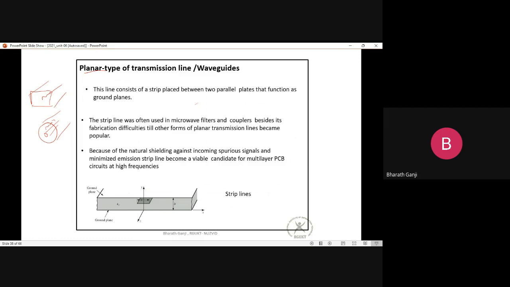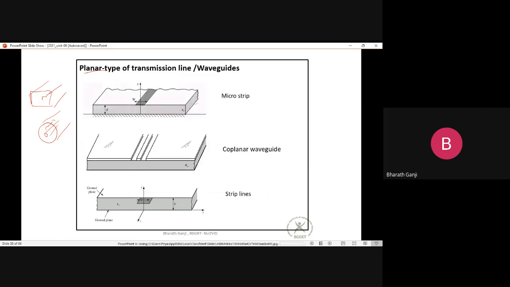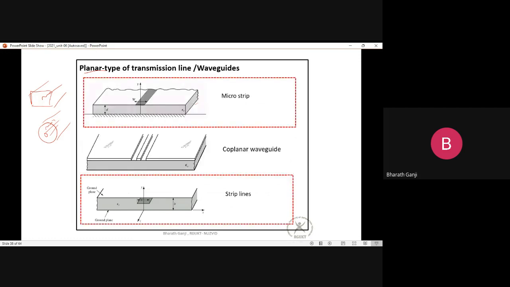So out of these three things, we are going to concentrate on microstrips and strip lines, because those are the popular ones back then. Okay.